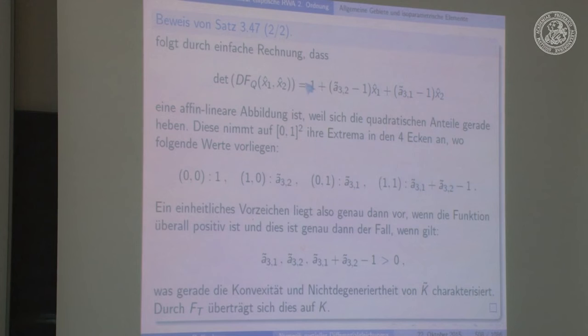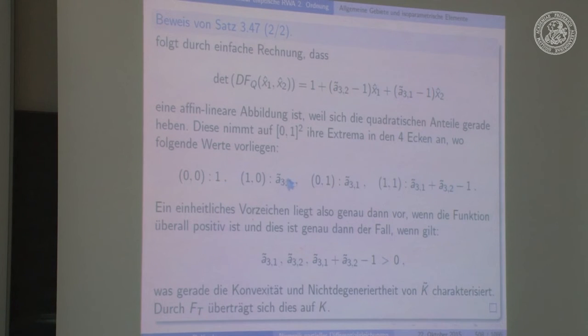And now it's quite simple. It's an affine linear function, and we are on the unit square, and we want to say something about the sign, but an affine linear function assumes its extrema at the nodes, so we only have to look at the nodes. So what is at the node 0, 0? There's the 1. At 1, 0, we get the A3, 2, and so on, and so on. We get these three values. So you see, the 1 says if we have a uniform sign, the sign can only be positive.